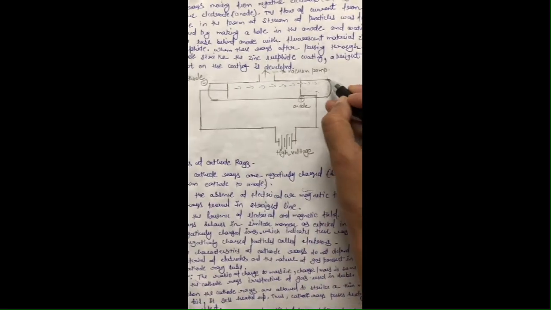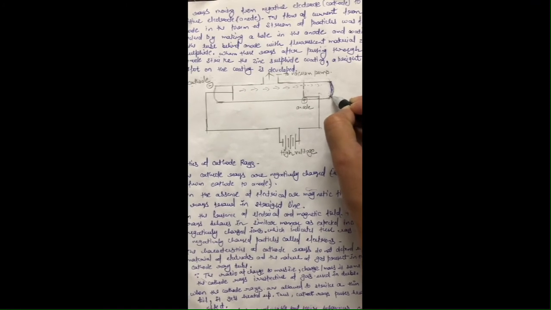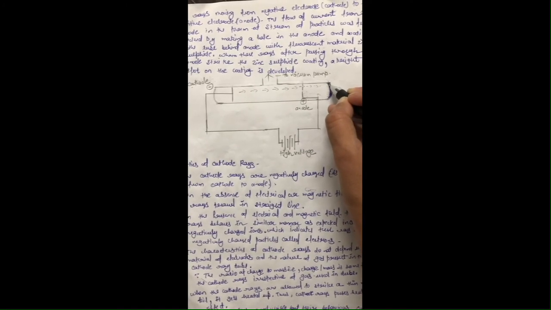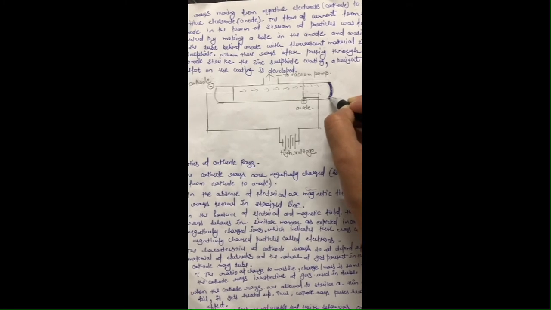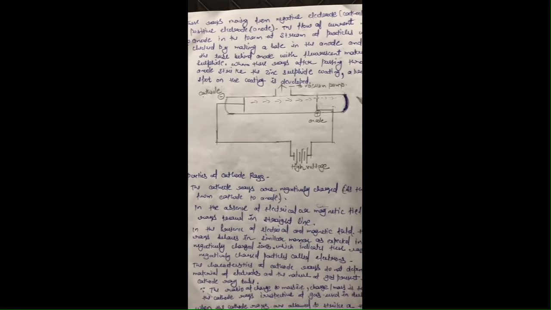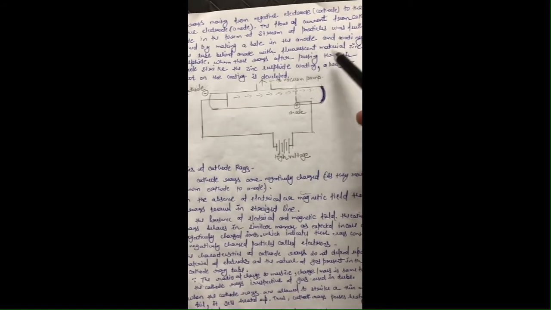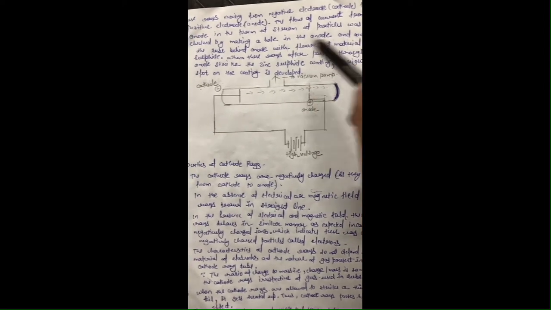As you can see, that portion will start glowing. That is the coated portion, and the coating is done with fluorescent or phosphorescent material. The best example is zinc sulfide.